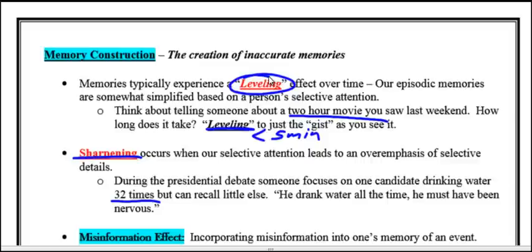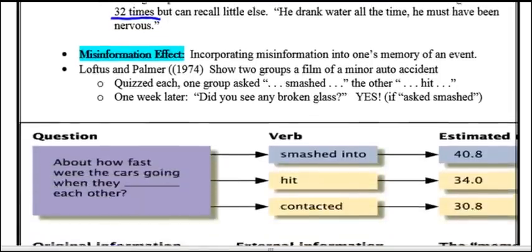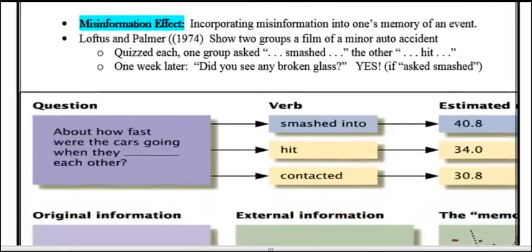As we move on, we're going to talk about some really famous studies here, and this is where misinformation effect comes into play. This basically is misinformation that we incorporate into our memory after an event occurs. So this is likely to happen after an event, not during.